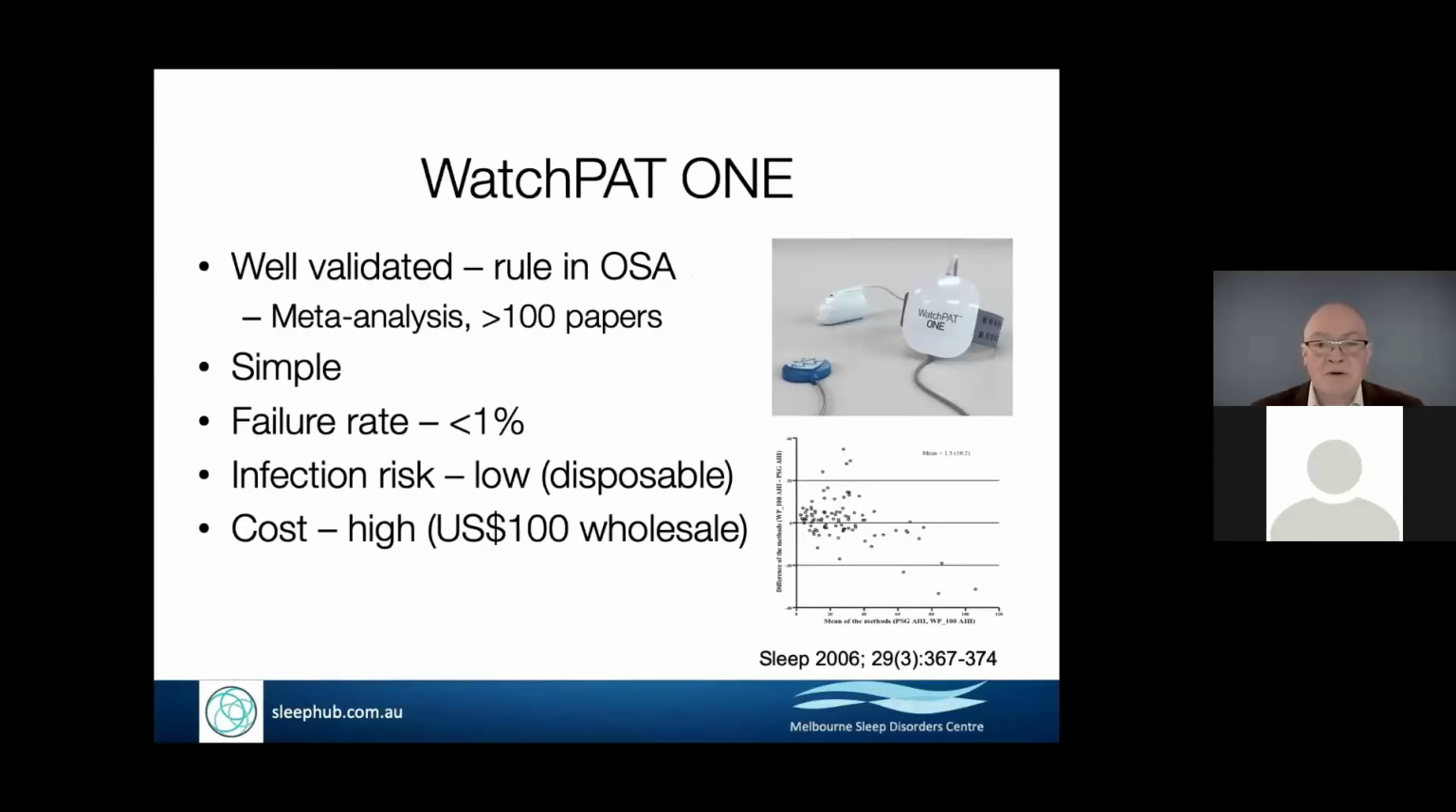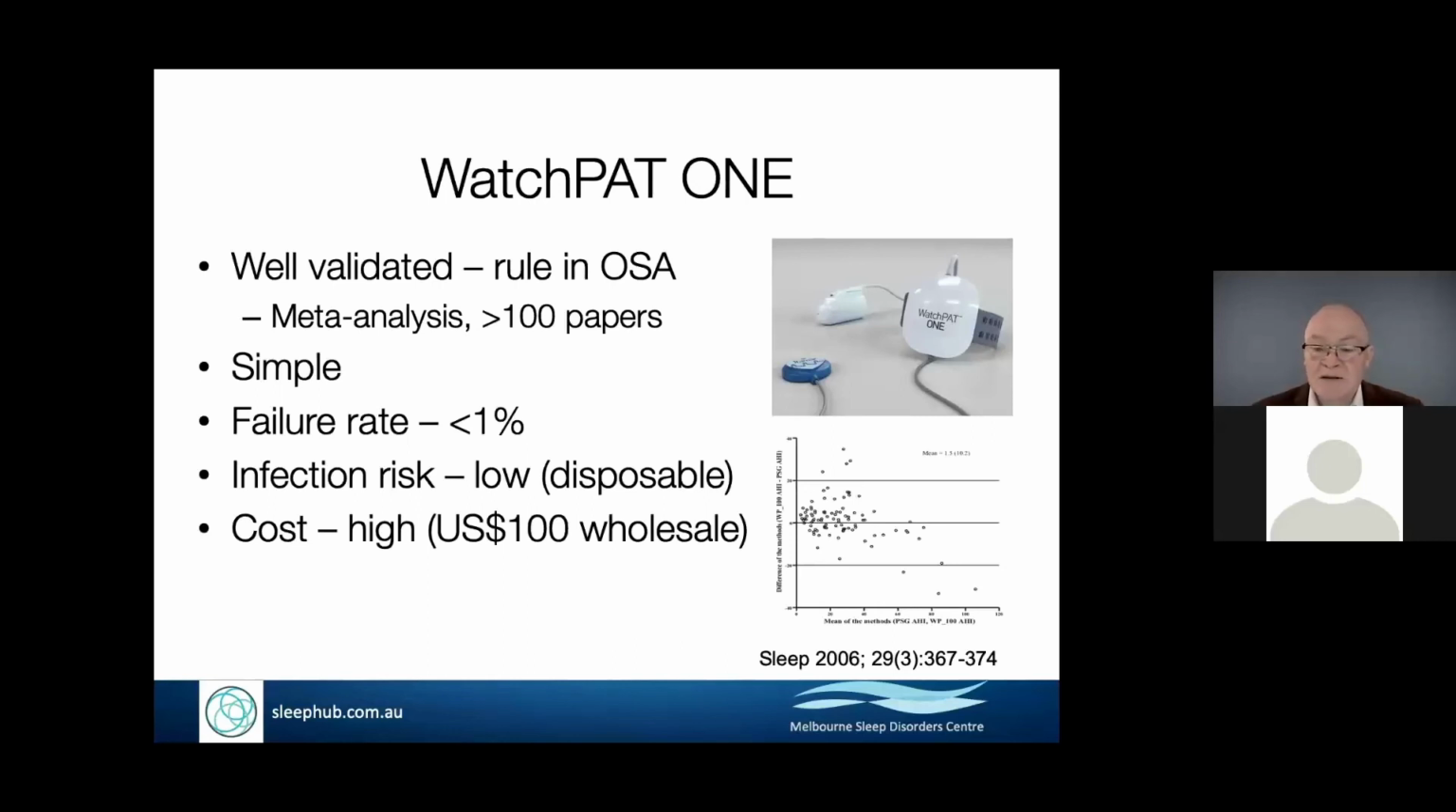Because the WatchPat or Itamar devices have been around for about 20 years, they're very well validated. There's been over 100 scientific papers looking at these devices in comparison to polysomnography and meta-analysis showing that they're accurate and perform well. It's a very simple test. The WatchPat 1 device, which has been heavily used in the United States during this pandemic, has a failure rate of less than 1%. It's a disposable device, so it's very low infection risk and meets a lot of infection control guidelines.